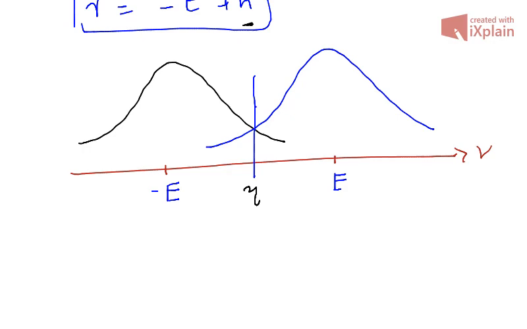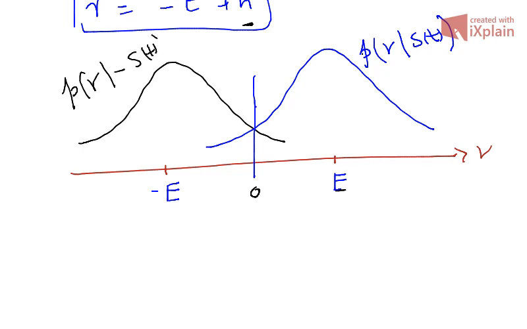Now we can clearly see that if we have the two points E and minus E, this threshold should be equal to 0, right? So let me write 0 instead of eta, which is just the midpoint between these two expected values, these two means. This is the conditional PDF of R, given that S of t is transmitted. And this is the conditional PDF of the received signal R, given that minus S of t is transmitted, right? We derived these conditional PDFs in the previous lecture while we were discussing the maximum likelihood detection.